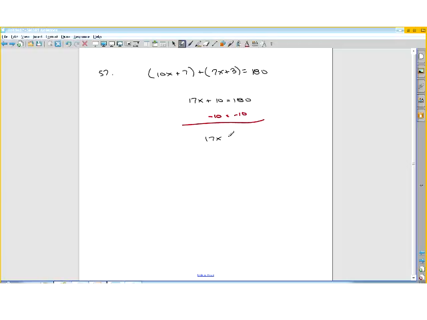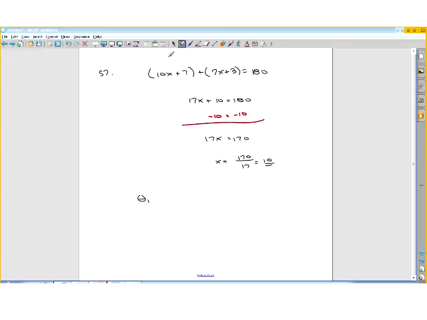So we would get 17x because 10 minus 10 is 0. 180 minus 10 is 170. So x is 170 divided by 17, which is 10. So x is 10. So now we can go back and plug them in.